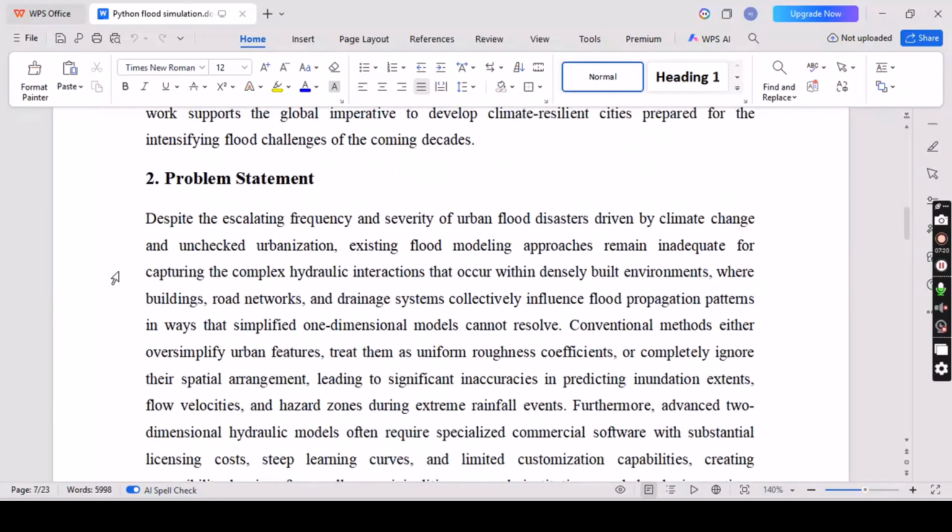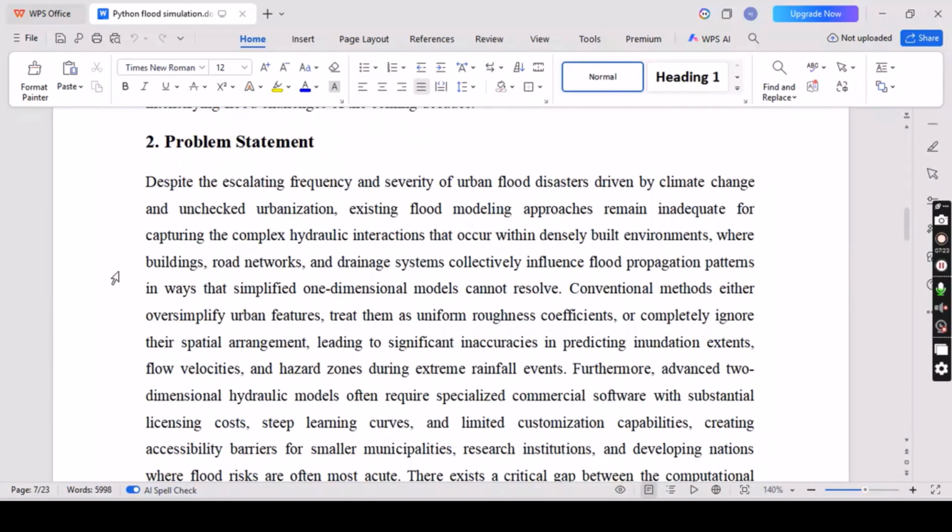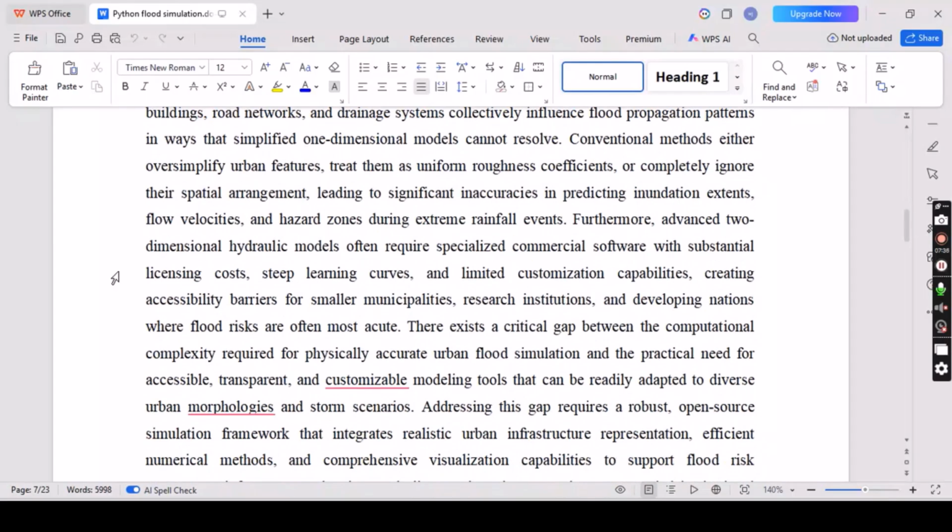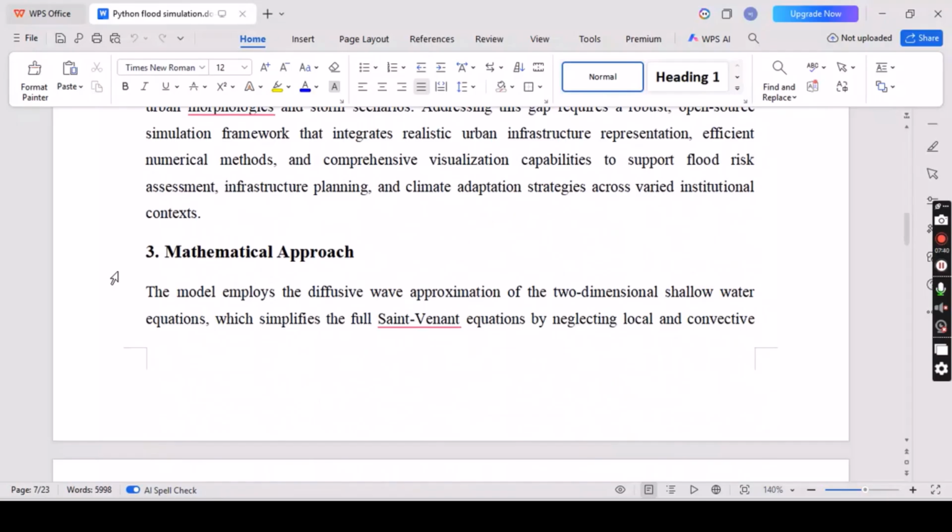The problem statement is that we need to address escalating urban flood disasters driven by climate change, and we need to discuss how conventional methods are not suitable for modern flood conditions. That's why we need to design this complete model.